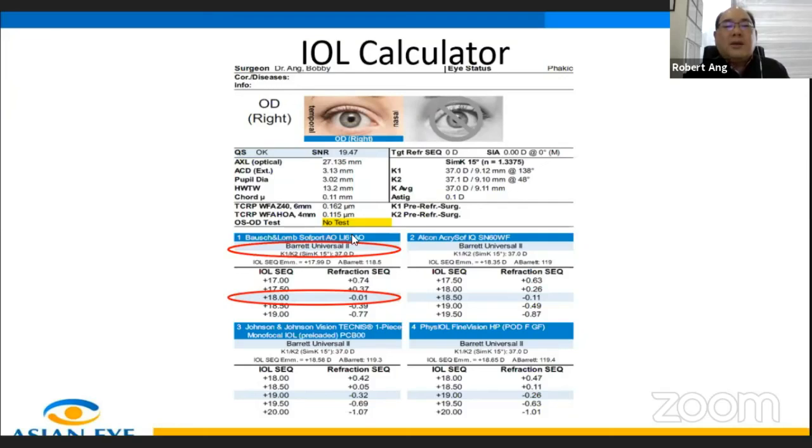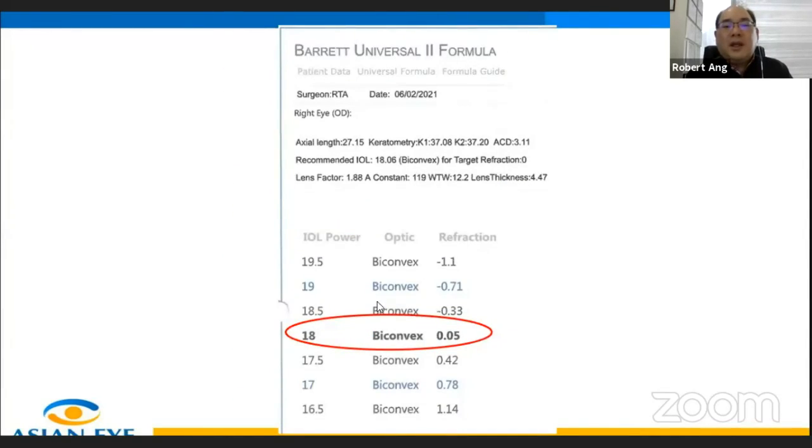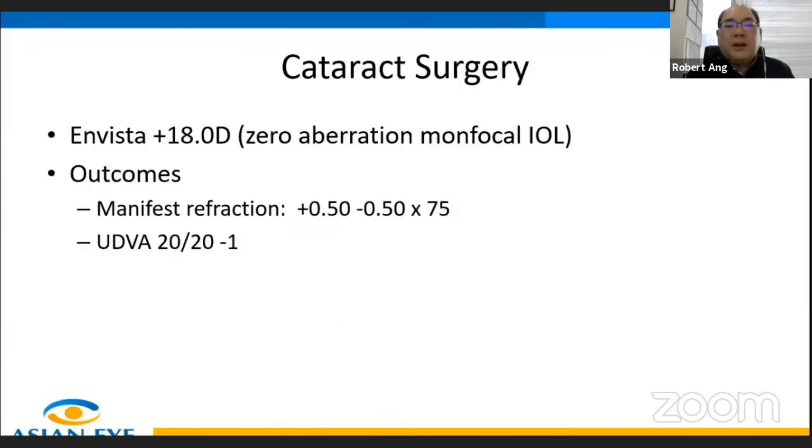So I used the Barrett formula. It tells me 18 K, Universal 2. So I chose not to assume that they have previous refractive surgery. And again, the same with the online calculator. And the good thing is that I followed the patient's history of no previous refractive surgery, and we got a good result.